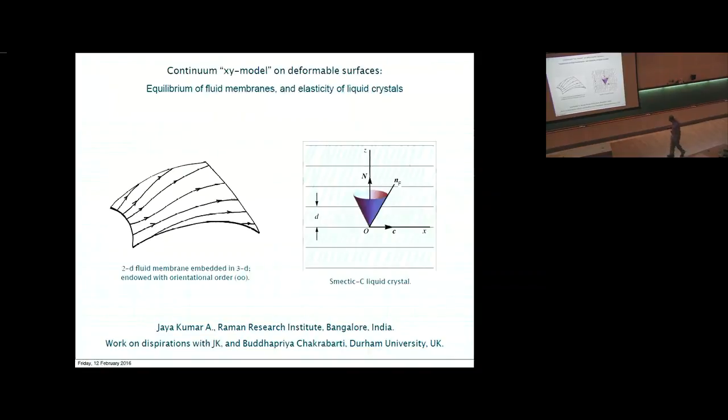So I'm going to talk about these systems. Think of a membrane or a surface on which there is a vector order, let's say a unit vector, and these are like the integral curves or field lines of that vector field. These are realizable systems. There are other systems which I'll come to later.